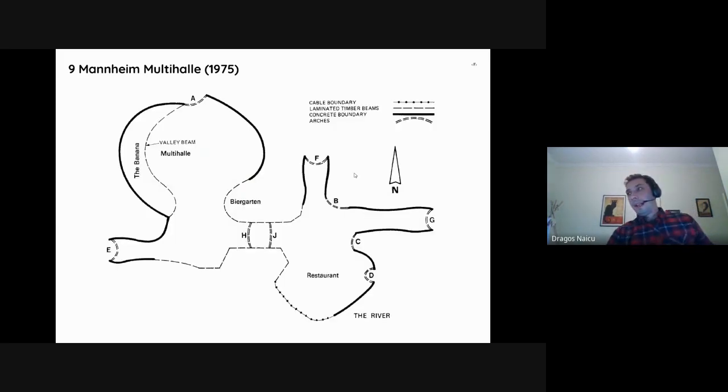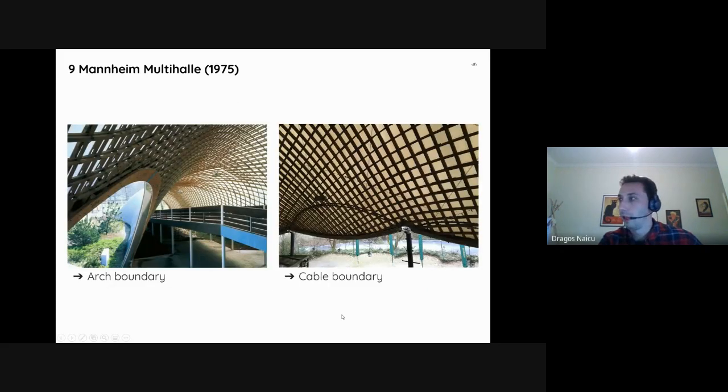Another thing I really like is the variety of boundary conditions. So this diagram shows that they had 4 types of boundary conditions. They had a simple concrete boundary. They had some arches for the entrances. They had laminated timber beams up at a higher level, and then also a cable boundary, which we'll see shortly.